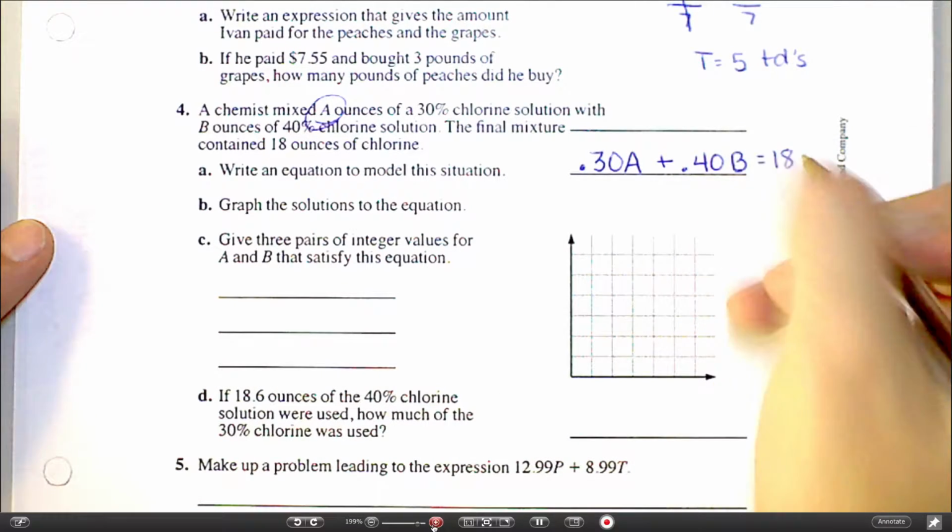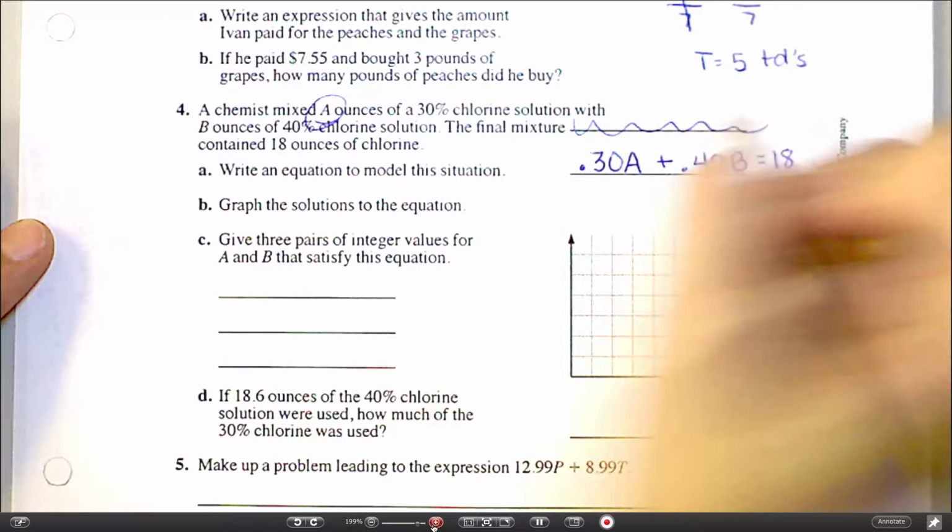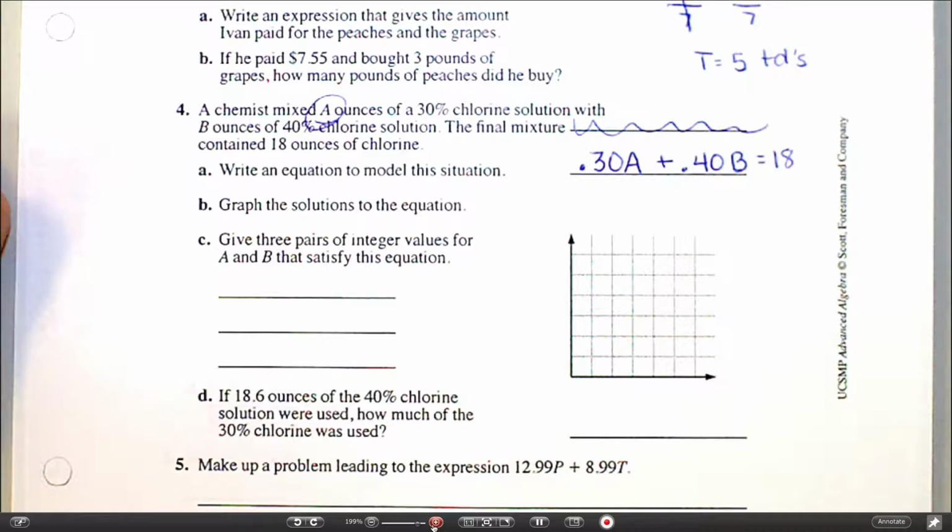Good. By the way, this problem has an extra line in it. That really freaked out 4th hour, but yeah, cross it off. Okay.